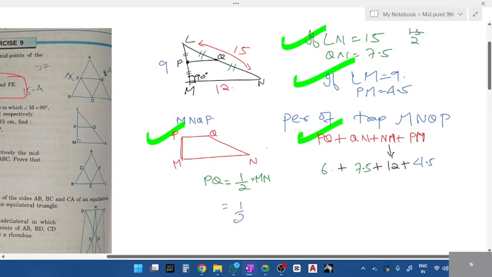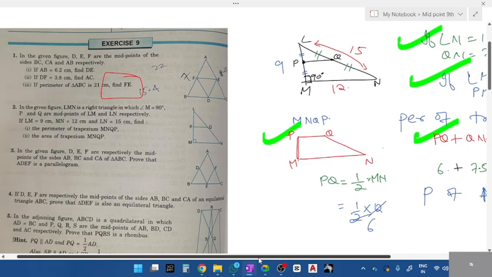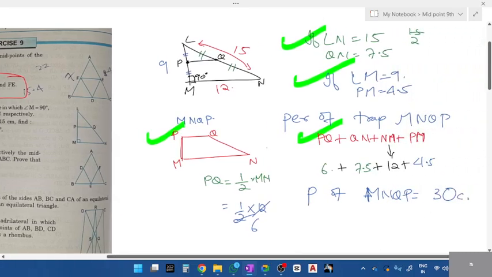So PQ is equal to half into 12, that is 6. Substitute PQ. Write the entire statement. Perimeter of trapezium MNQP. So 7.5 plus 4.5, 12. 12 plus 12, 24 plus 6, 30. What is the unit given here? Everything is in centimeter. LM, MN, LN. So even this will be centimeter.